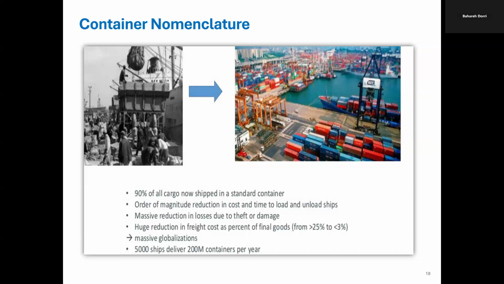Then look at freight costs. They used to make up over 25% of a product's final price. Now it's often less than 3%. That reduction is what helped drive massive globalization. Companies could manufacture goods halfway around the world and still sell them competitively. And just to give you a sense of scale, there are about 5,000 ships moving 200 million containers every year.